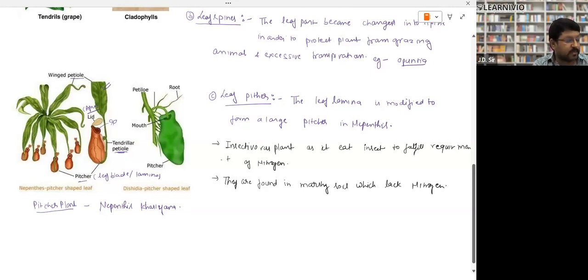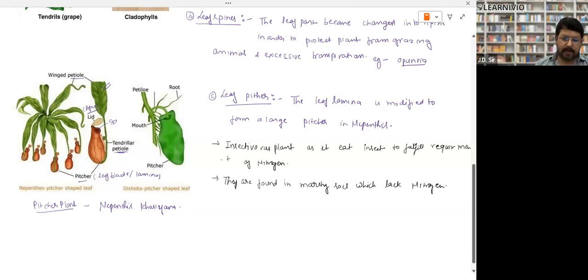By eating the insect, they fulfill their nitrogenous requirement, because the exoskeleton, meaning wings, legs and all that, all parts of the insect are made up of chitin, and chitin is a protein. It's a nitrogenous compound, right? So that is why they eat the insect.